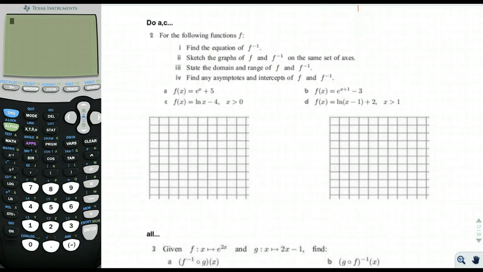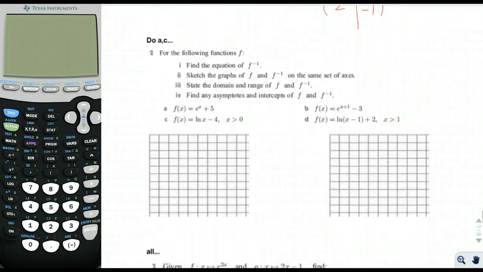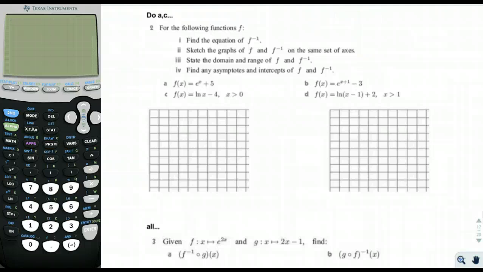Here we are on page 17. First, we're going to do these two problems here, which are graphing problems.